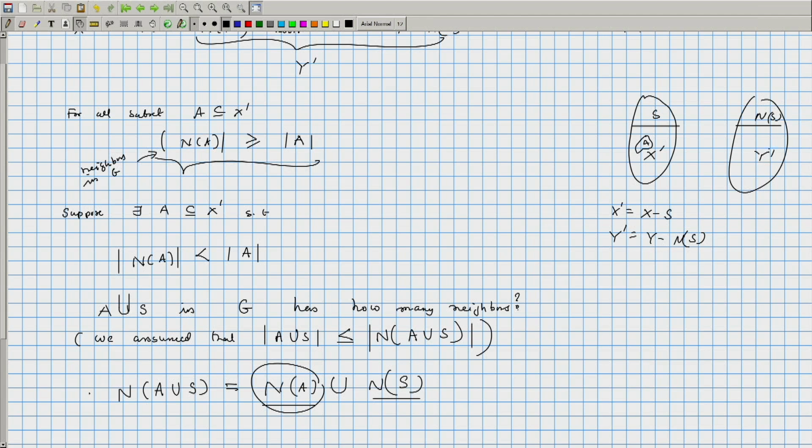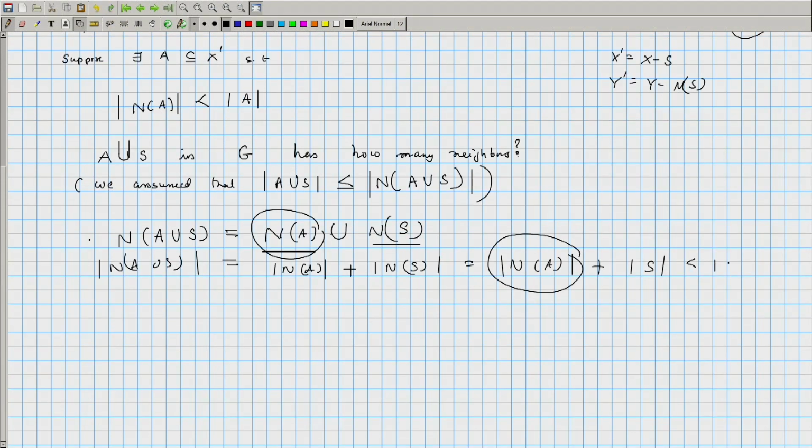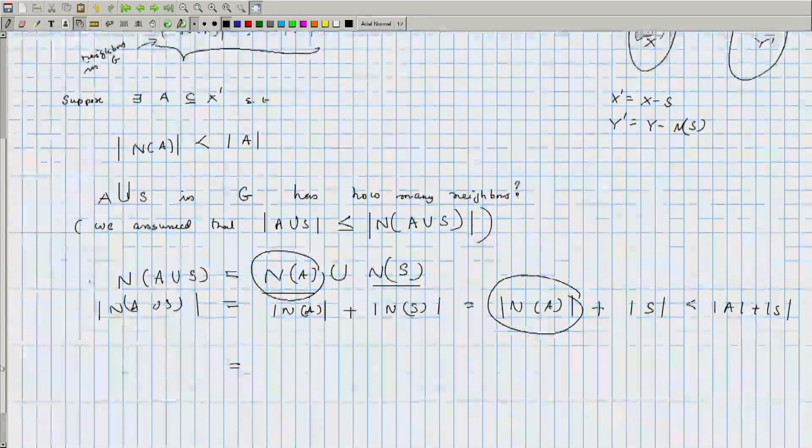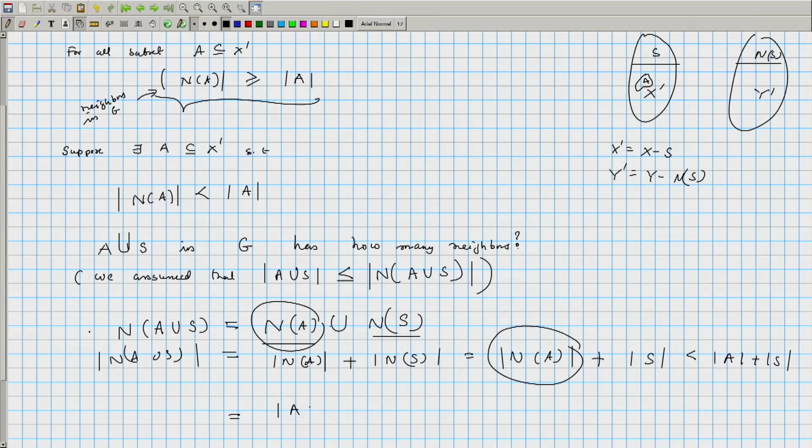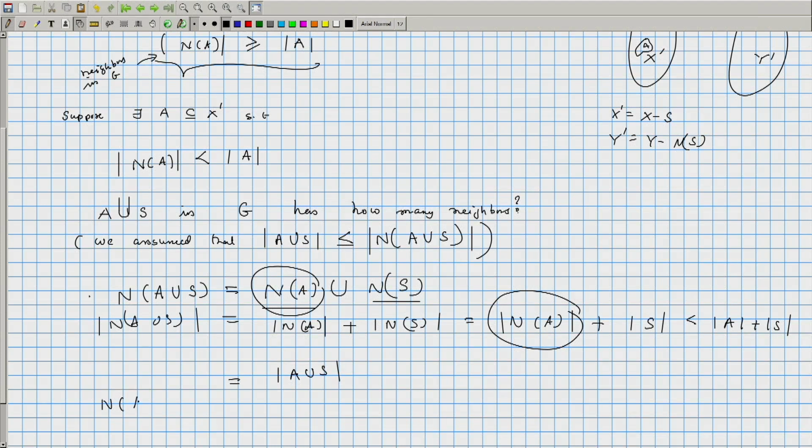Now, the neighbors of A are restricted to Y prime. So the size of N(A union S) is equal to the size of N(A) plus the size of N(S), but the size of N(S) we had to be equal to the size of S. So this is equal to the size of N(A) plus the size of S, and the size of N(A) is less than the size of A. So this is going to be less than the size of A plus the size of S, and A and S do not have any common element, so that is the size of A union S. So here we have the following inequality: N(A union S) is of size strictly smaller than A union S.